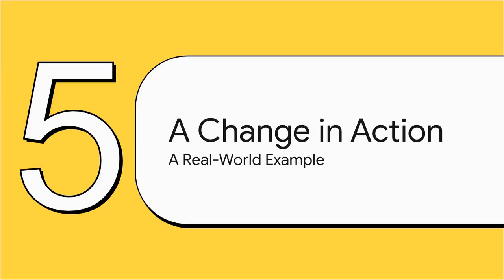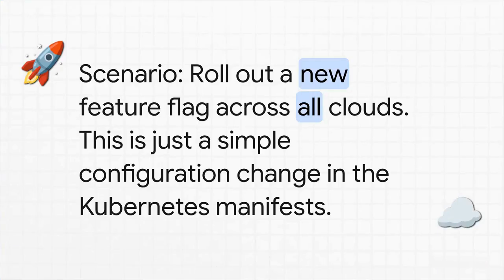Theory is great, but let's make this really concrete. We're going to walk through a super common scenario to see just how powerful and simple this process is in the real world. Okay, imagine this. We need to enable a new feature that's in beta. We want to turn it on everywhere across our entire multi-cloud setup. We're not deploying a whole new application. We're just flipping a single switch in our configuration files.